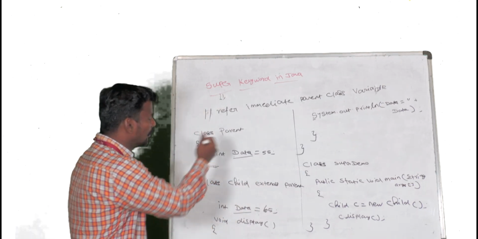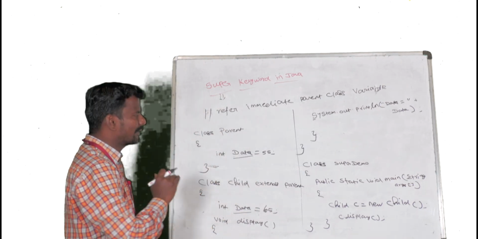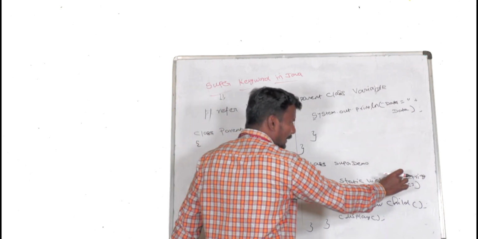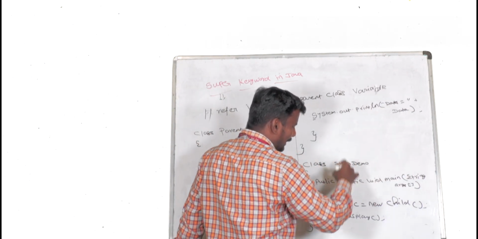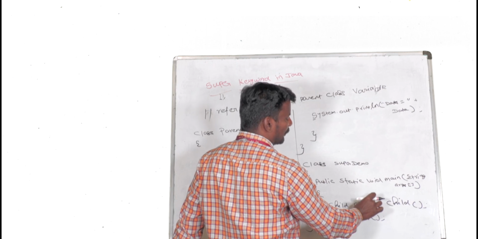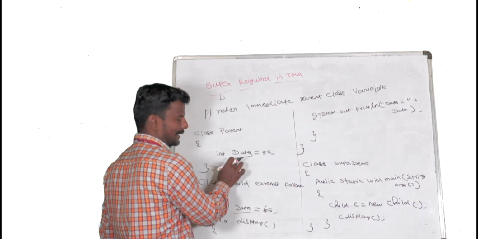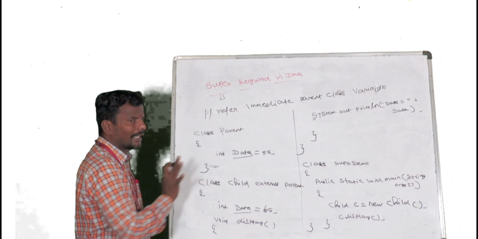Now we have to execute this program. Whenever we execute any Java program, the execution starts in the main method, and next we create an object. Whenever you create an object, it automatically invokes the constructor, but here we have not defined any constructors.